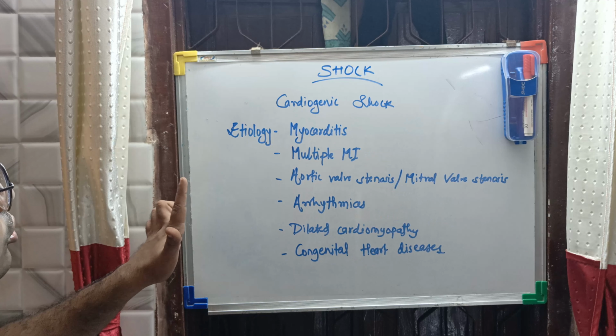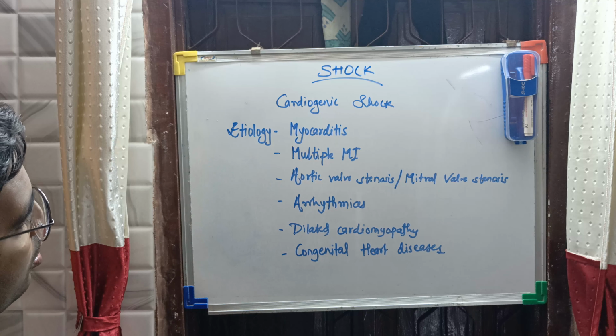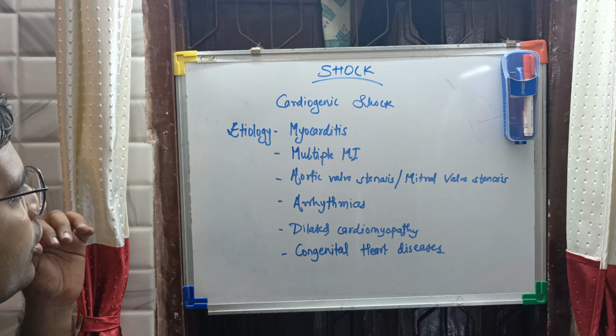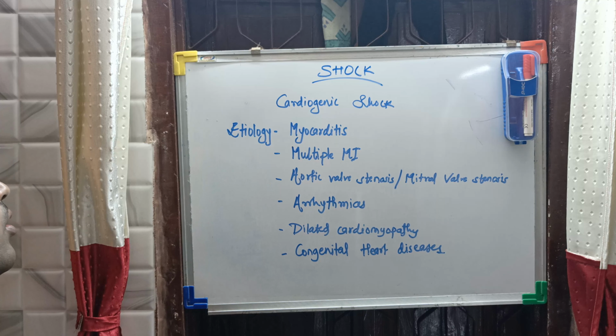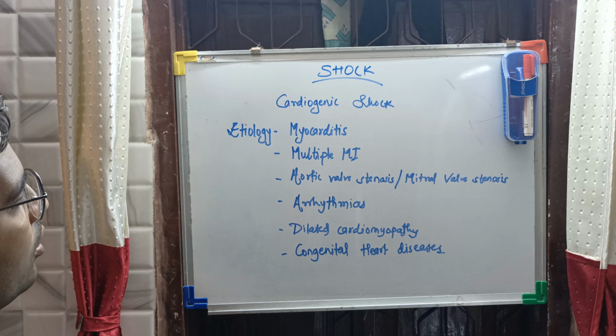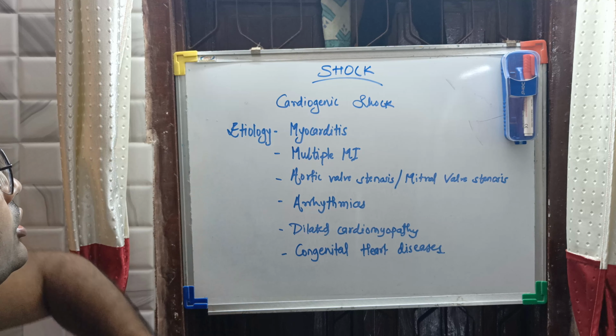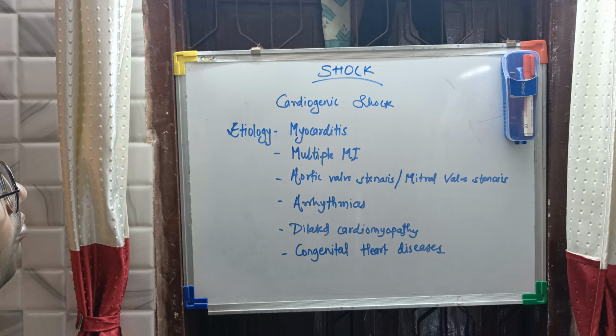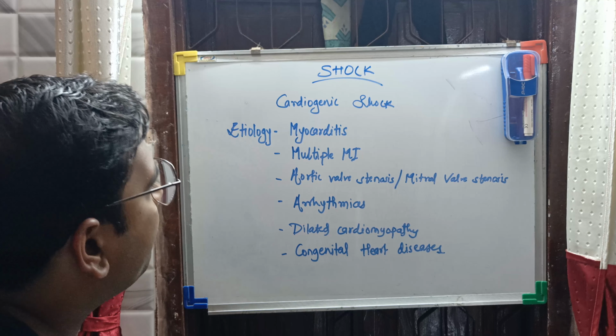Now we will focus on cardiogenic shock. What are the causes of cardiogenic shock? Cardiogenic shock includes the causes related to the heart. When there is a dysfunction or the heart is not functioning properly, cardiogenic shock may take place. The first etiology is myocarditis. Myocarditis is the inflammation of the myocardium.